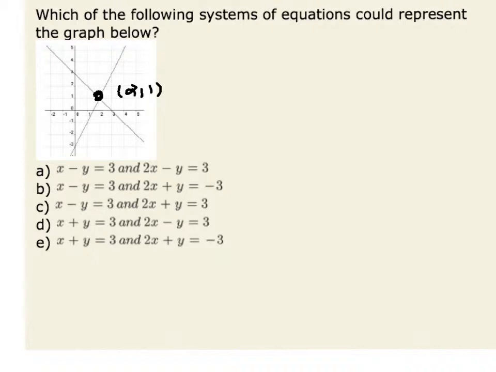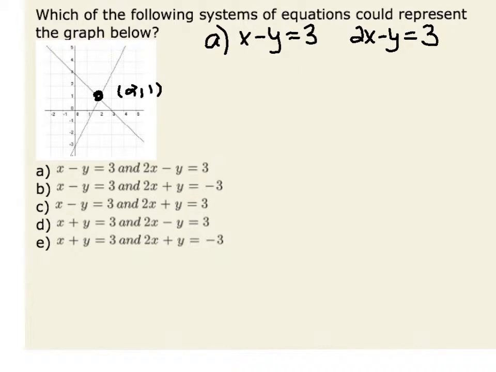That means when I substitute x equal to 2 and y equal to 1 in both equations, it would satisfy them simultaneously. So I could check each one of my equations, A, B, C, D, and E, in order to determine if 2, 1 is indeed the solution set. Looking at set A, I have the equation x minus y is equal to 3, and the equation 2x minus y is equal to 3. I want to see that 2, 1 simultaneously solves both equations.